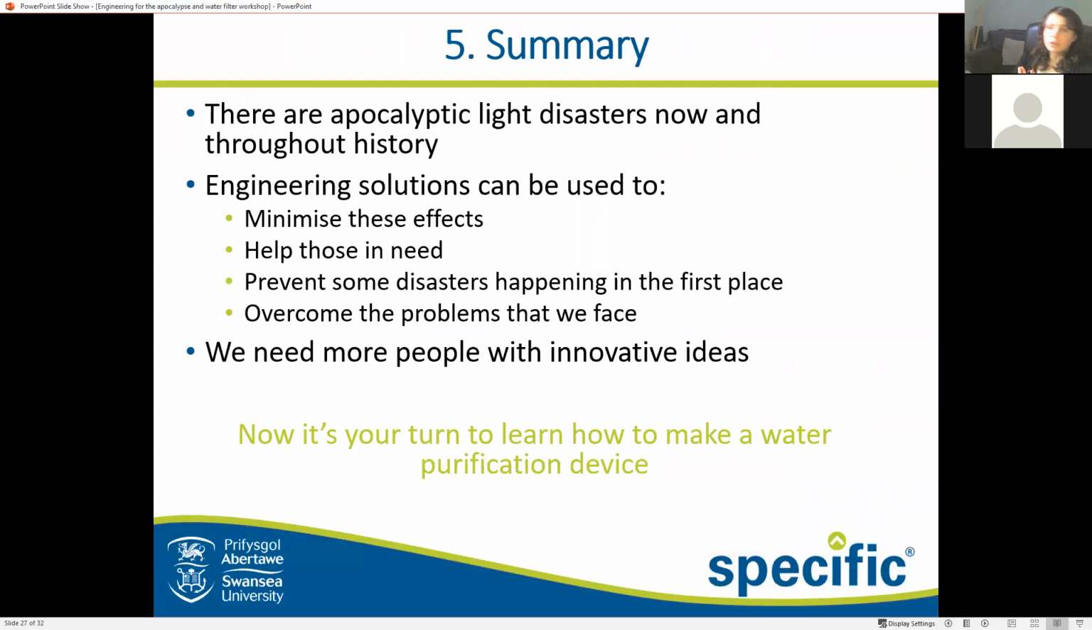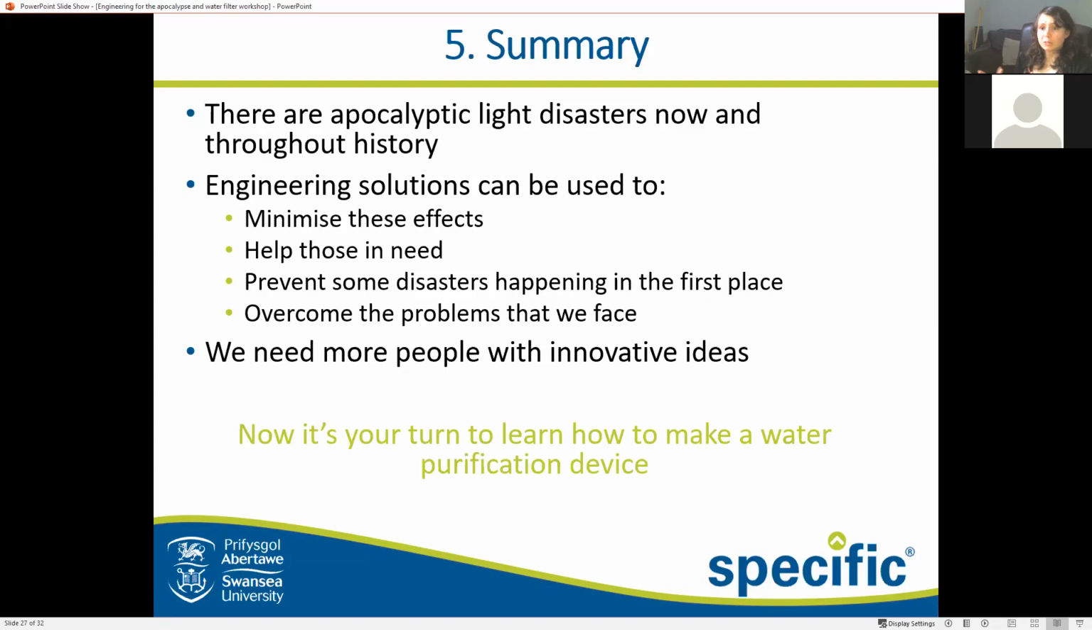So to summarize, we have apocalyptic style disasters throughout history and now all the time. But there are ways in which we can minimize their effects. Engineering solutions can be used to overcome a lot of different problems, ranging from natural disasters to medical responses, to being able to find people in need, or even being able to engineer new ways in which people can grow food, cook food, and purify water, all of which have a humongous impact on reducing a lot of unnecessary deaths.